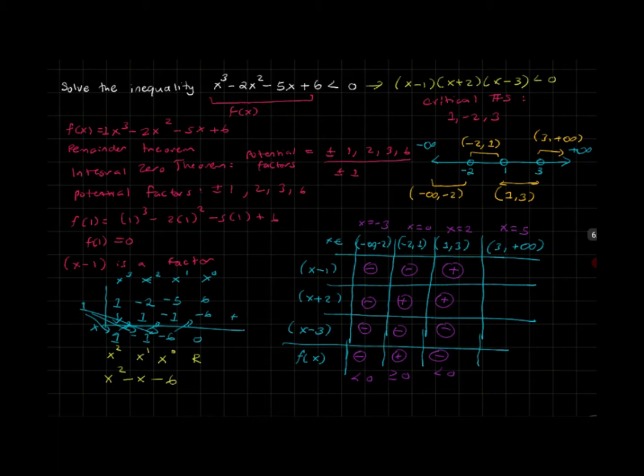In this case, you get 5 minus 1, which is positive 4, 5 plus 2, which is positive 7, and 5 minus 3, which is positive 2. And this is going to give you a positive, so this is greater or equal to 0.